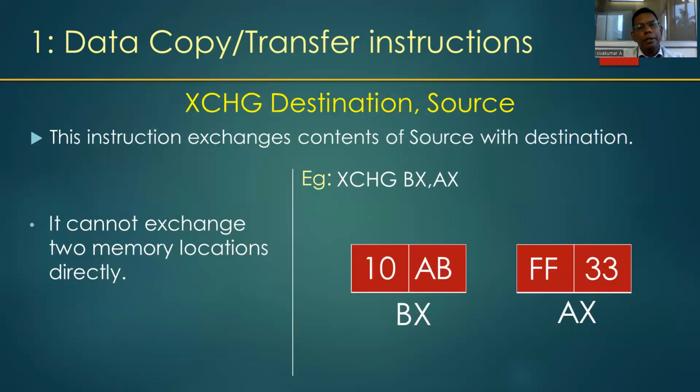Next example, the exchange instruction. The exchange instruction consists of a source and a destination. Same principle: the source and destination cannot both be memory locations. The content will be swapped. That is, the AX content will be moved to BX, and the BX content will be moved to AX after executing that instruction.